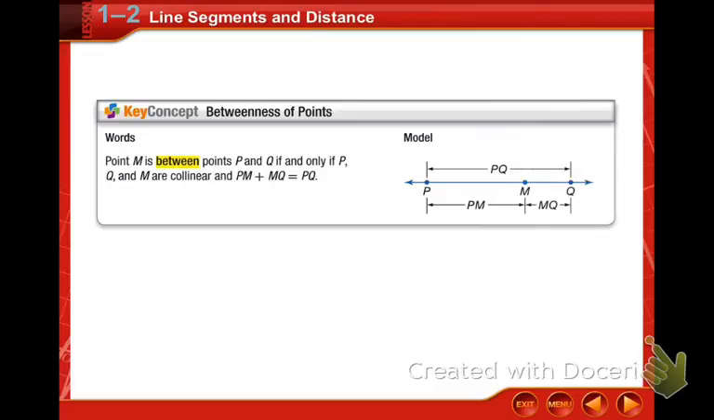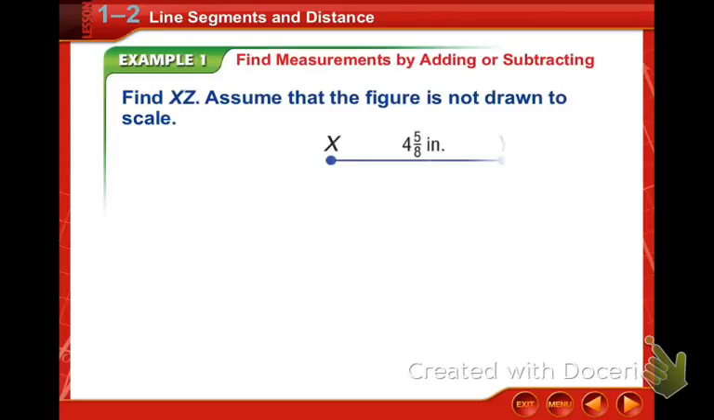And the first one's between. So again, that's one of our vocab words. So you should have defined it weeks ago. So we're going to jump through that real quick. Point M is between points P and Q if and only if P, Q, and M are collinear and PM plus MQ is equal to PQ. So here we have a line with a point in between, and we want to find XZ, so the length of XZ.